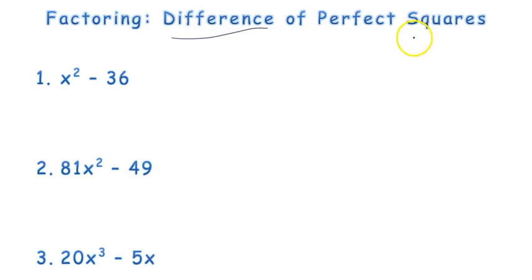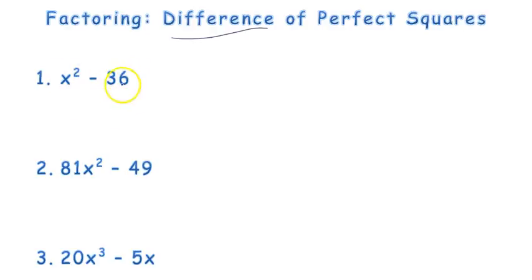Also, you'll need to think about variables. Variables, to be a perfect square, need to have an even power. And so let's get into some examples. The first one, you have x squared, which is an even power, and 36. 36 is 6 times 6, so it's a perfect square. This also meets the requirement that you have a minus sign right there. So this is exactly the kind of problem we're looking for.